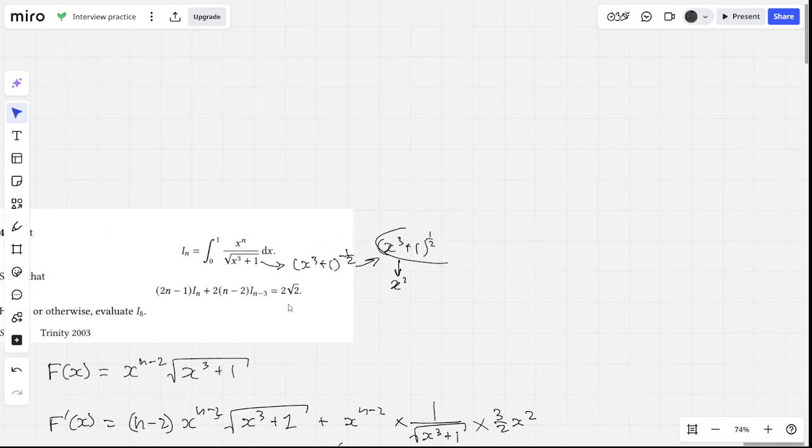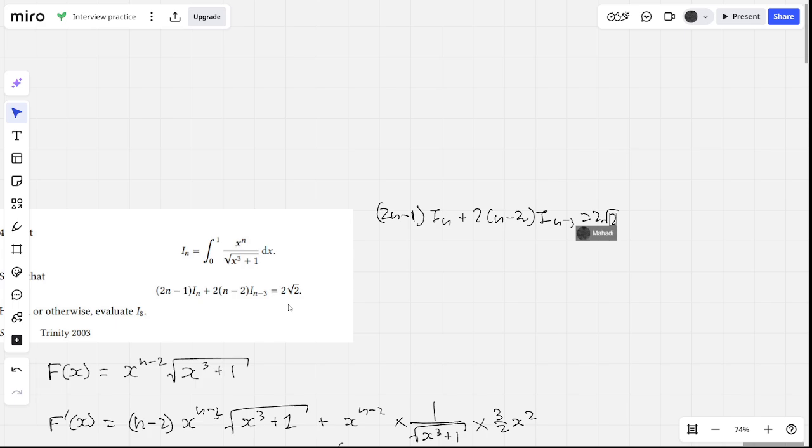Now the next part, find the I8 value of this iteration, and I'm going to use the formula we just derived. I'm going to start with I1: (q minus 1) I_n plus (2n minus 2) I_(n minus 3) is equal to q root 2.